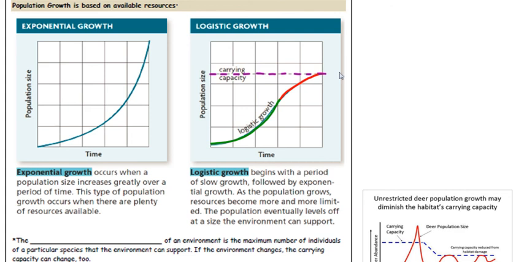So logistic growth factors in what we call limiting factors. What is limiting the size of the population to either be below or meet the carrying capacity? Now, if the habitat is damaged, the carrying capacity will decrease for everything. So logistic growth is a little bit more realistic. Exponential growth is what would occur if there were no limiting factors and everything had unlimited resources.